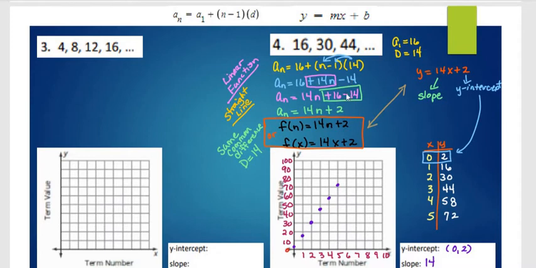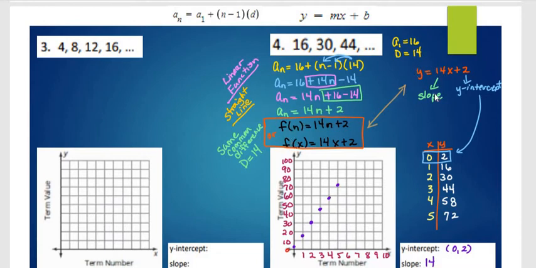Now we're going to simplify this, because I have to say 16 minus 14, and that's where the 2 comes from. Bring down the 14n. Now I'm going to replace. So we distribute, simplify, replace. We replace the a sub n with f of n, or you can write f of x equals 14x plus 2. Now remember, this f of n, f of x is the same thing as saying y.